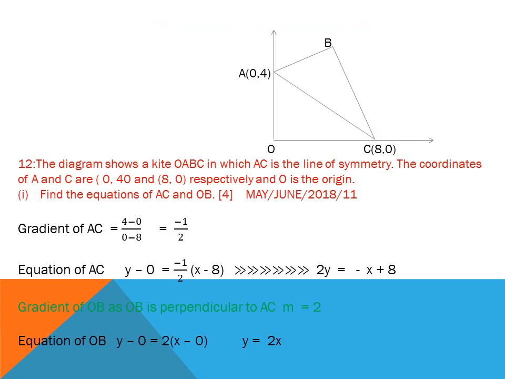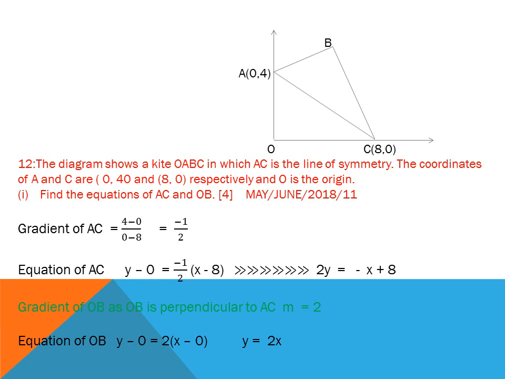Question number 12. The diagram shows the kite OABC in which AC is the line of symmetry, so the same figure is on both sides. The coordinates of A and C are (0, 4) and (8, 0) respectively, and O is the origin. Find the equation of AC and OB. It carries 4 marks. Very easy question.